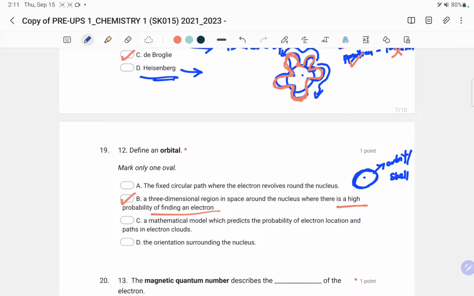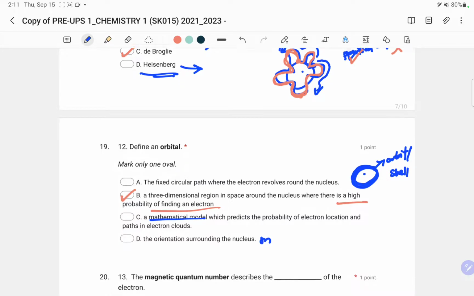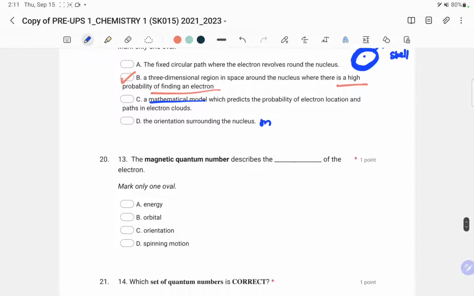Okay. So, nama dia lebih kurang macam orbit, orbital. Dia sebenarnya berbeza. Orbit adalah laluan dia. Orbital, rumah dia. Mathematical models ni tak ada kaitan. Orientation ni adalah magnetic quantum number M, which is the shape dia lah. Okay, lebih kepada shape.